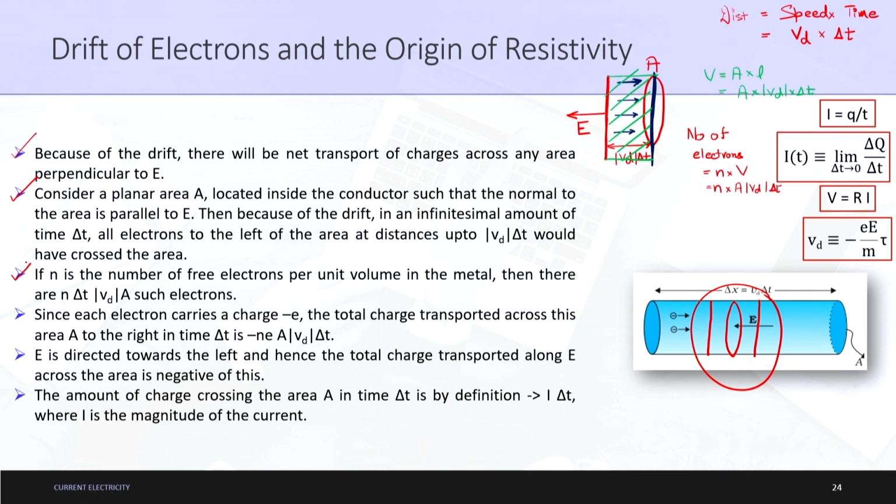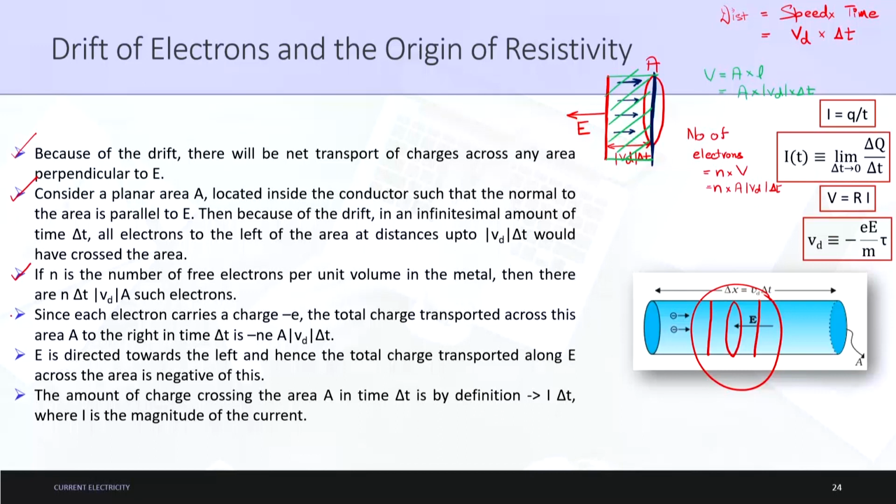Next line. Since each electron carries a charge minus e, the total charge transported across this area capital A to the right in time delta t is nothing but minus n e A |v_d| delta t. Quite evident, as the electrons are negatively charged, a minus sign is used, and finally we can calculate the amount of charge which has passed from this point to this point in time delta t, which is nothing but minus n e A |v_d| delta t. It is nothing but the complete number of electrons multiplied by the charge.